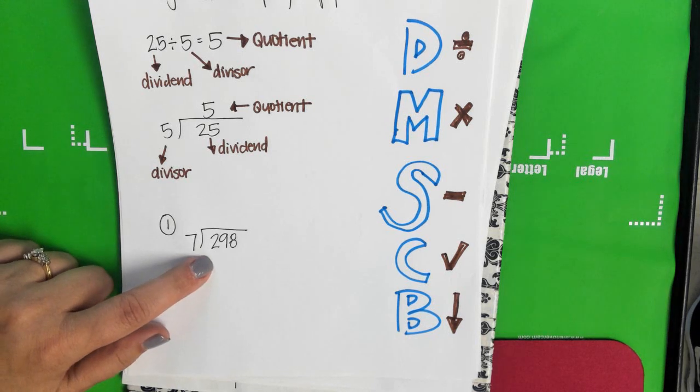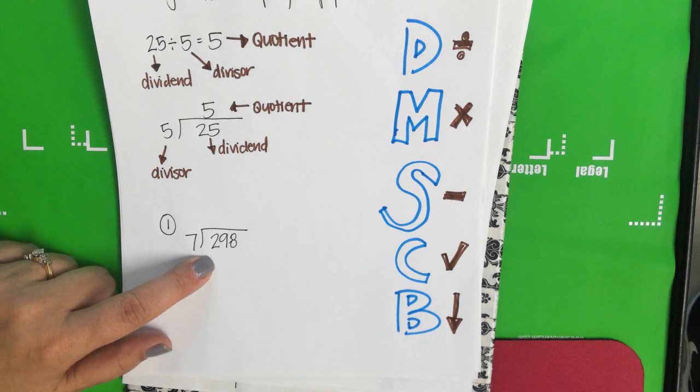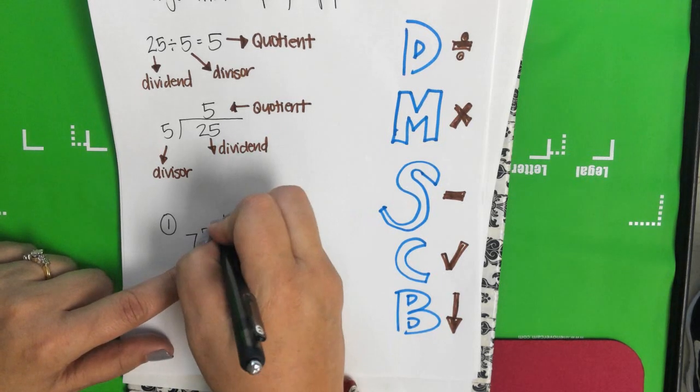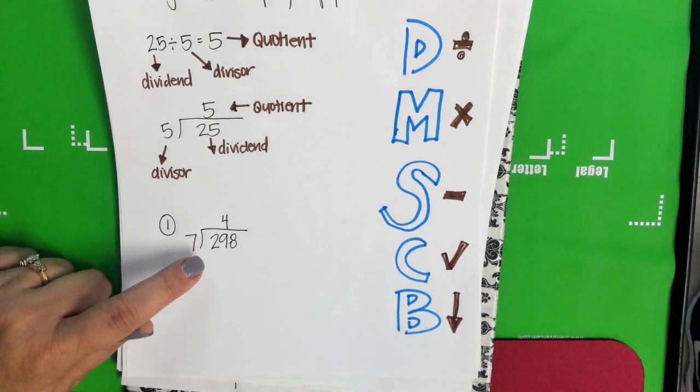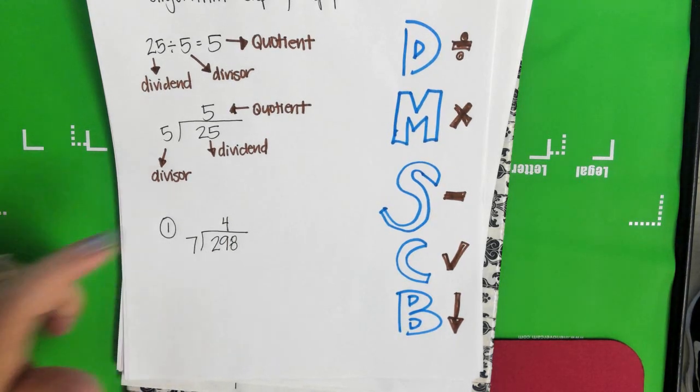Divide. Can 7 go into 2? No. Can it go into 29? Yes. Now, how many times? 4. Where am I going to put the 4? Over the 9 or the 2? 9. Because, guys, I don't want to look at this problem and say that I'm telling you 7 will go into 2 4 times. It's got to go over the 9.